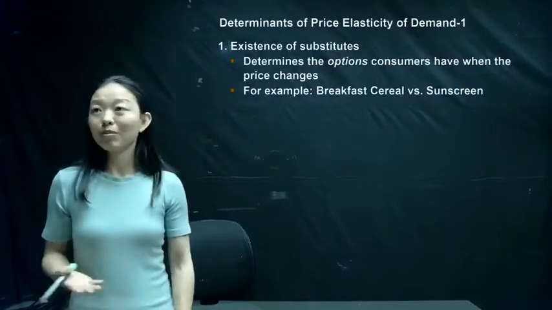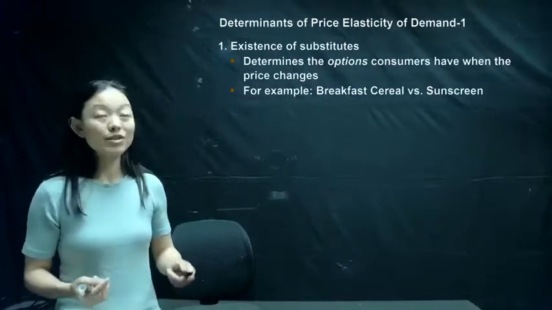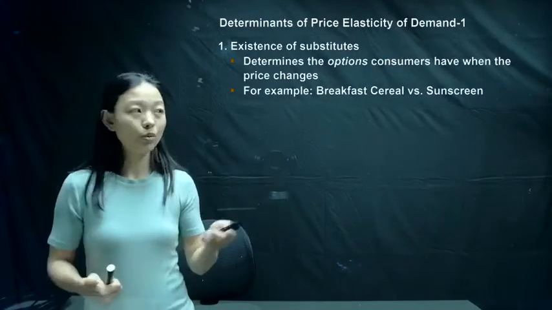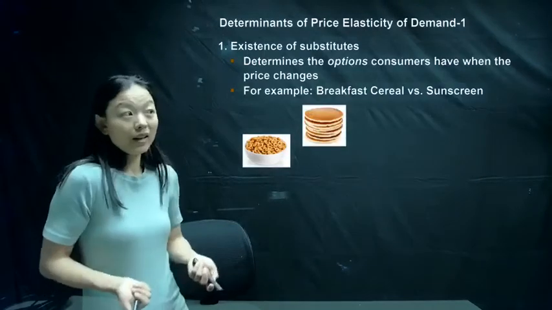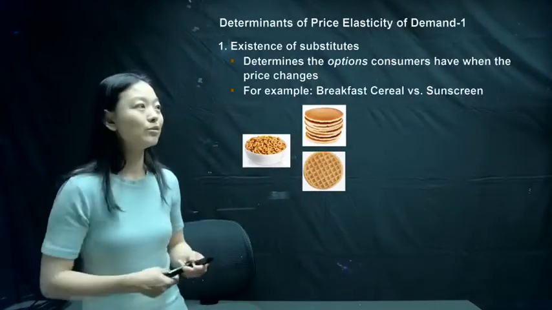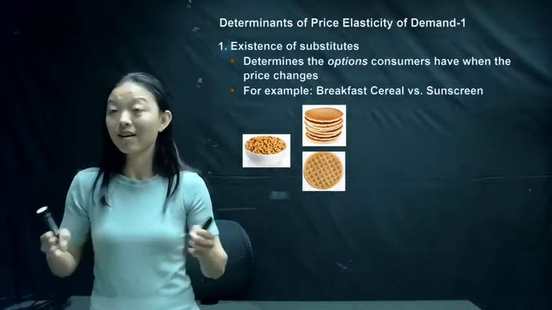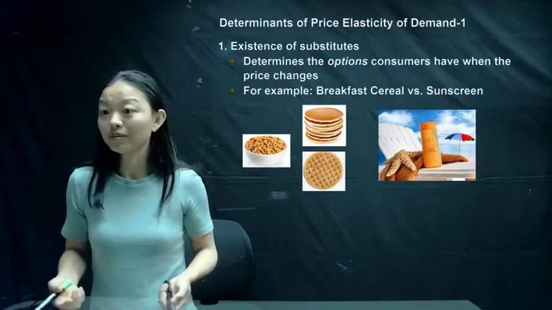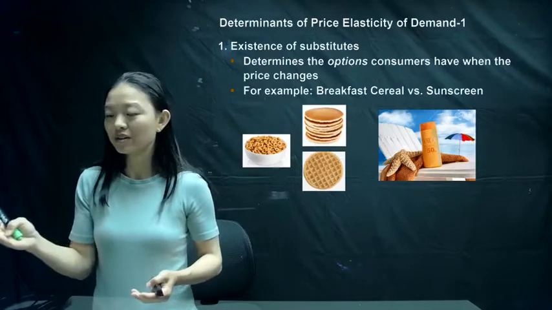For example, let's talk about breakfast cereal and sunscreen. For breakfast cereal, it actually has a lot of substitutes, right? We can eat waffles, we can eat a pancake, we can eat maybe bread, to substitute breakfast cereal. So we would like to say breakfast cereal has a lot of substitutes. However, for sunscreen, we know sunscreen has very, very few substitutes, right?